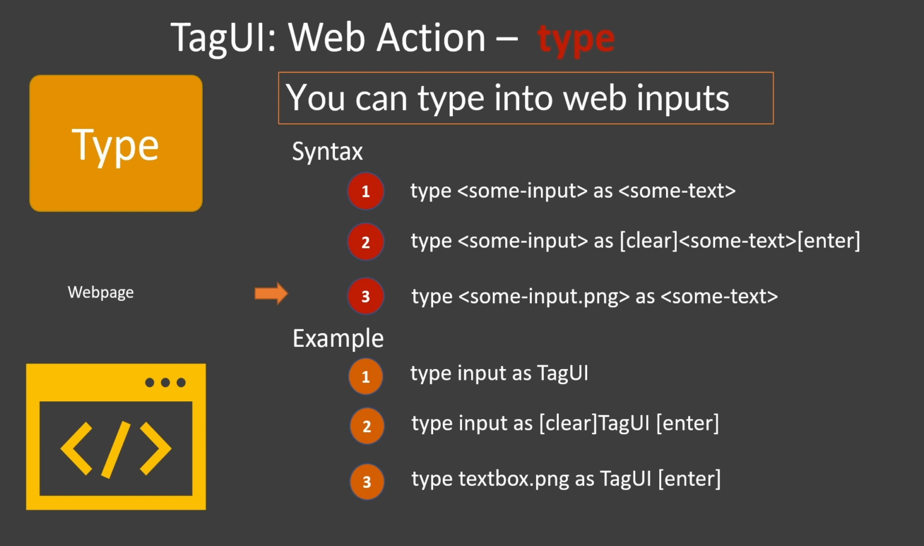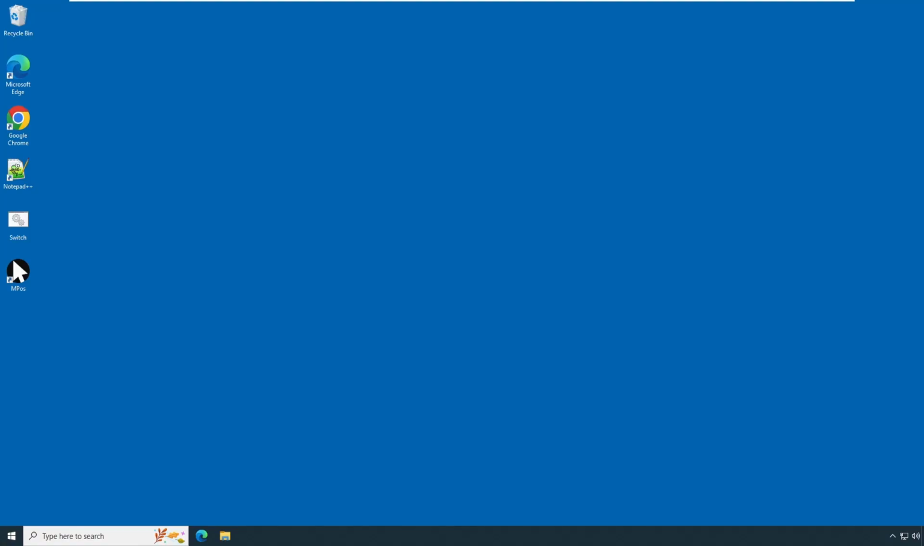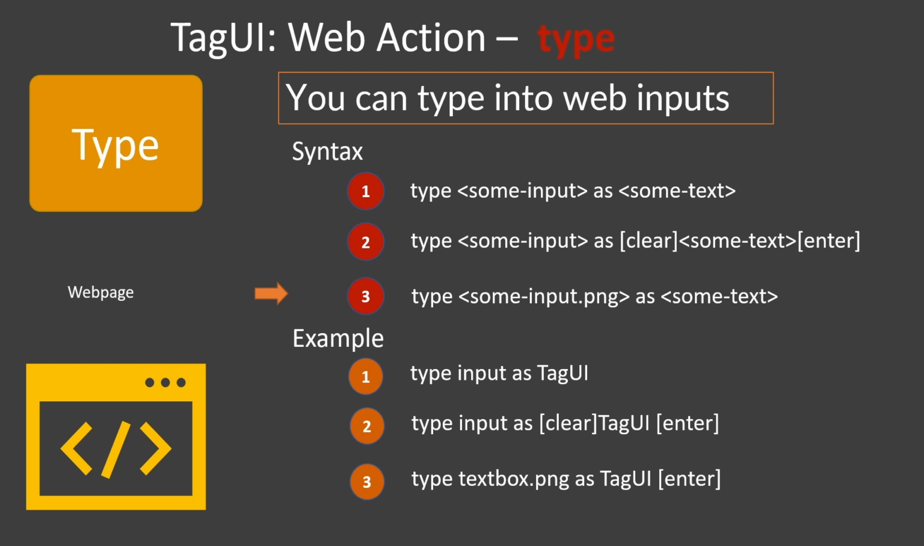It can also be used with the visual identification or visual recognition techniques which TagUI has. You can use type and you can use an image. On that image, whatever action you are trying to perform or text you are going to write, it would perform that. Examples of the syntax are: type input as tag, or type input as clear key, which will clear the text box if anything is written, and it will type TagUI and press enter.